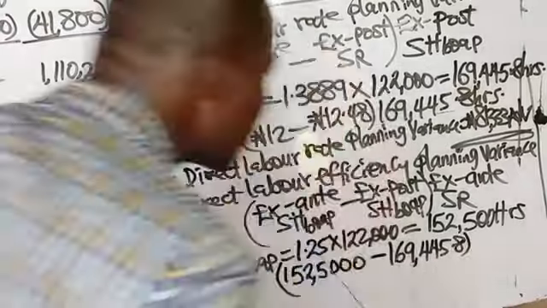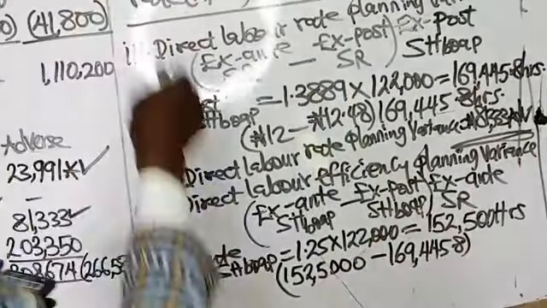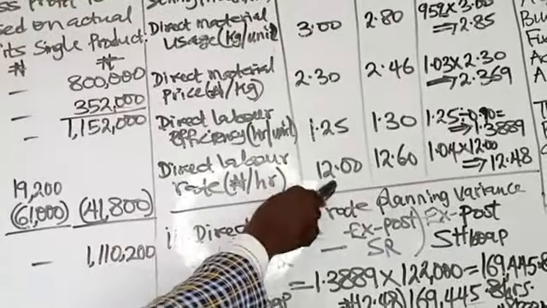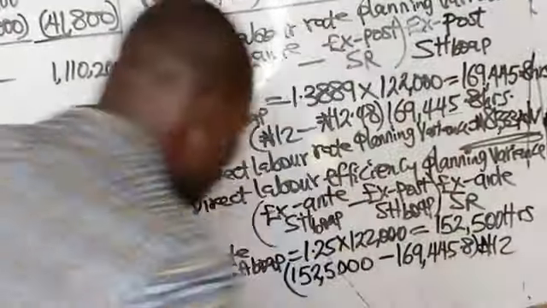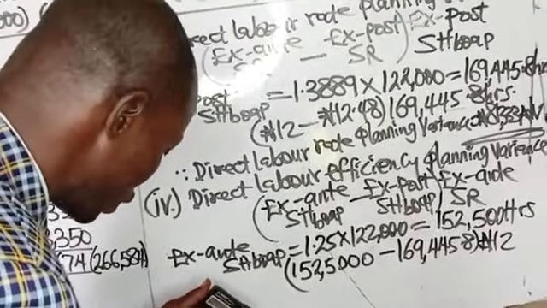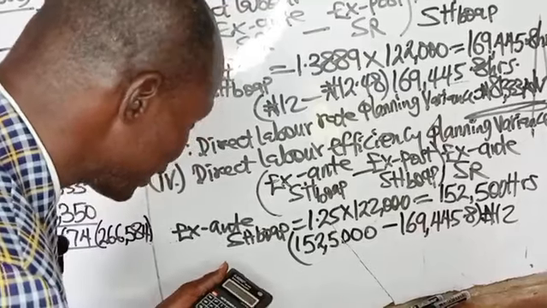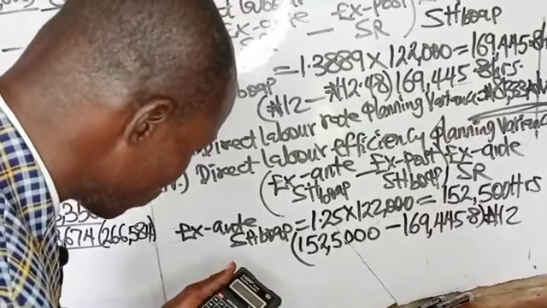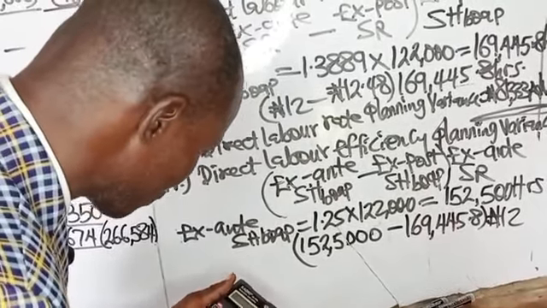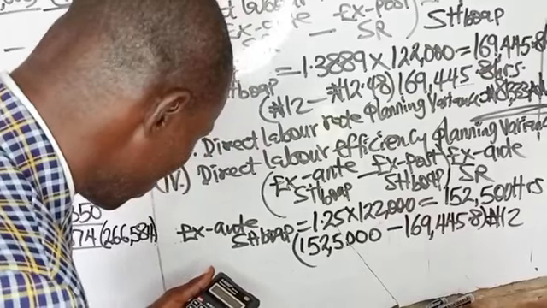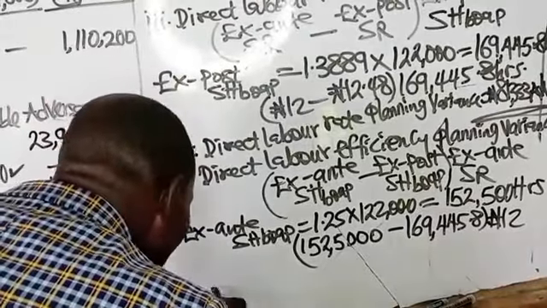169,445.8 multiplied by the S&T standard rate. Our S&T standard rate is 12 naira. So 152,500 minus 169,445.8 gives us 16,945.8 times 12, so you have 203,350 approximately.